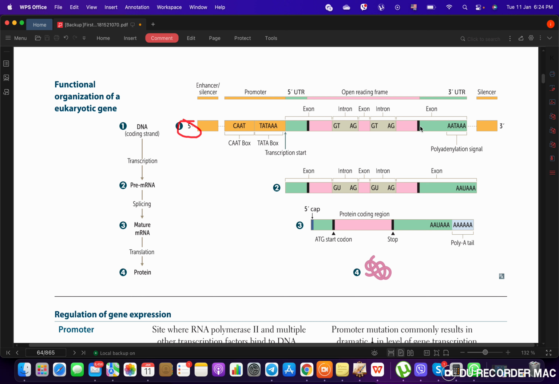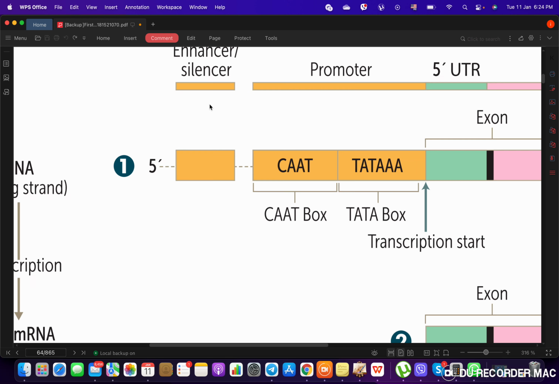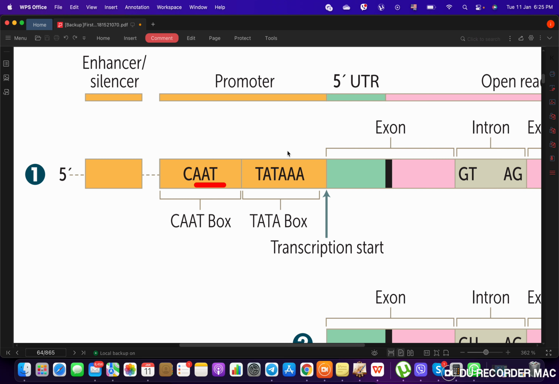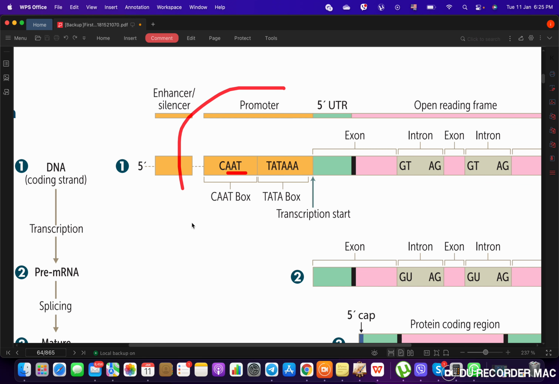We have the 5' to the 3' end. We know what that is. And next we have the CAT box and the TATA box. Notice in the CAT box, yes, there is one C in the beginning, but otherwise it's full of A's and T's. And the TATA box is full of T's and A's. Why do we prefer the promoter sequence to be full of A's and T's? Does anybody know?